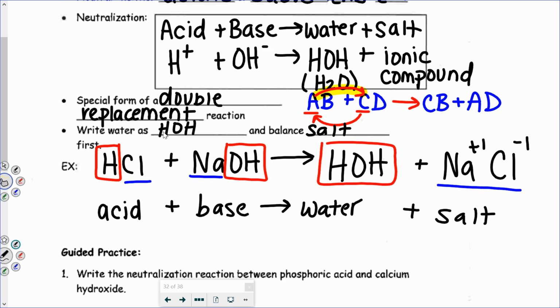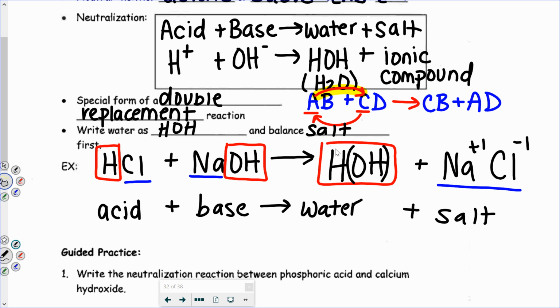Do not combine these two hydrogens together and try to balance it that way. Treat this as a hydrogen and this as an OH. It can even help you, if you would like, to put brackets around this and treat it like a polyatomic. That way you're not combining the two H's, it just gets really tricky. So this is actually already balanced, so we don't have to balance it.